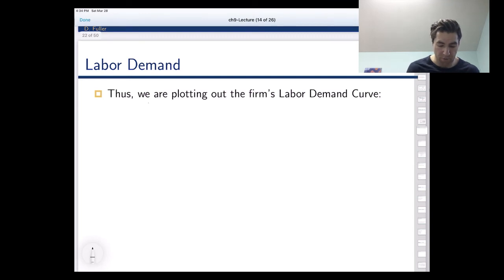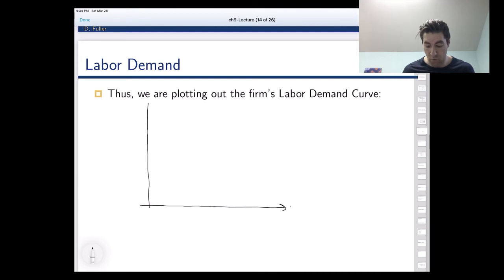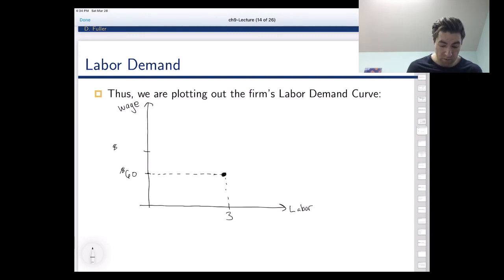So what we've done in our example, I'm going to draw a graph here with the quantity of labor on the horizontal axis and the wage that I pay them on the vertical axis. And what we started with is we decided when the wage was $60 per day, we wanted to hire 3 workers. The quantity of labor demanded was 3. Then, when the wage increased to $120 per day, we only wanted to hire 2 workers.